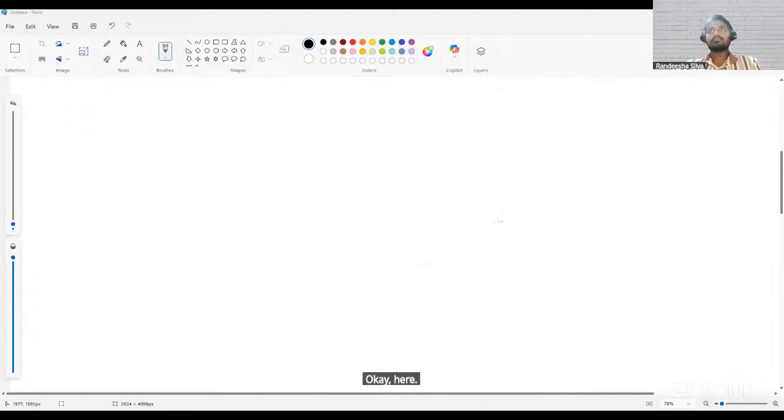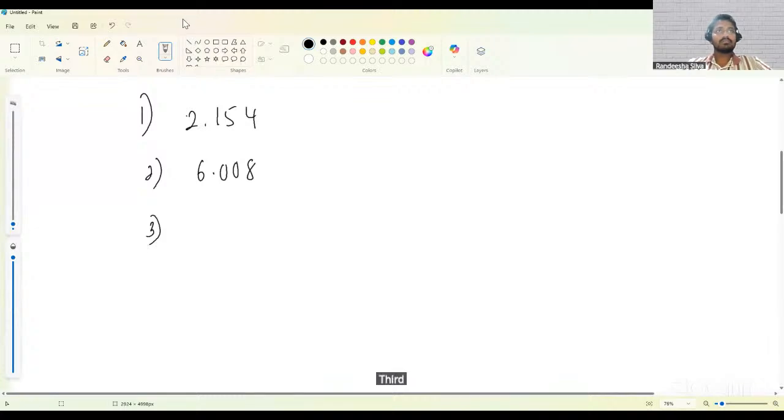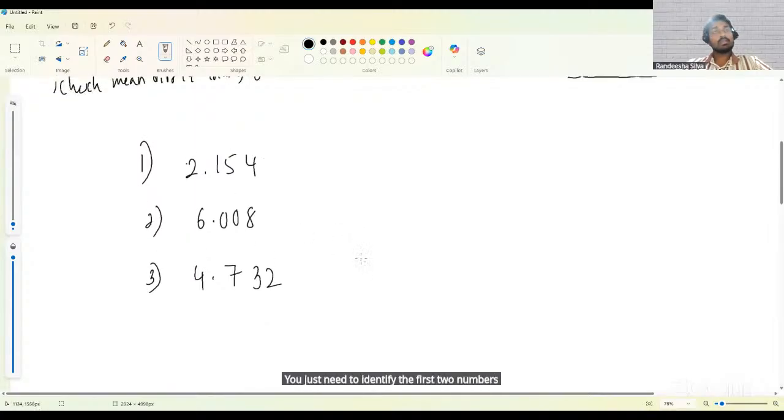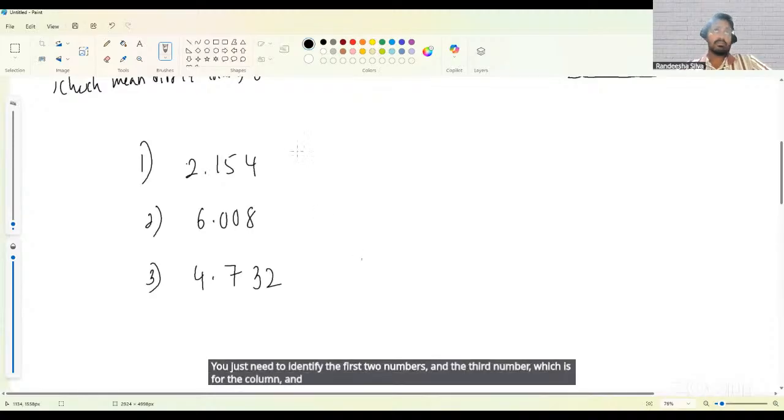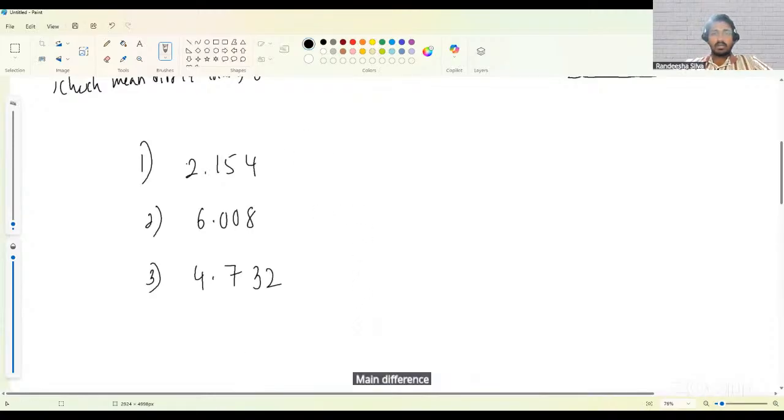The first one is 2.15. These are not hard. The second one is 6.008. The third one is 4.732. You just need to identify the first two numbers, the third number for the column, and the fourth number for the mean difference. You can do it now. I'll give you a maximum of 7 minutes. Okay, start now.